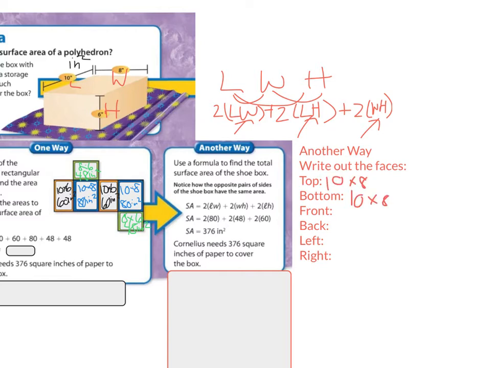So the top and the bottom are 10 times 8. The front and the back are 8 times 6. And the left and the right are 10 times 6. Now, this just helps me keep track of every face so that I don't get the wrong answer, so that I don't forget a side. After I get those numbers, I add them together and I'll get my answer.